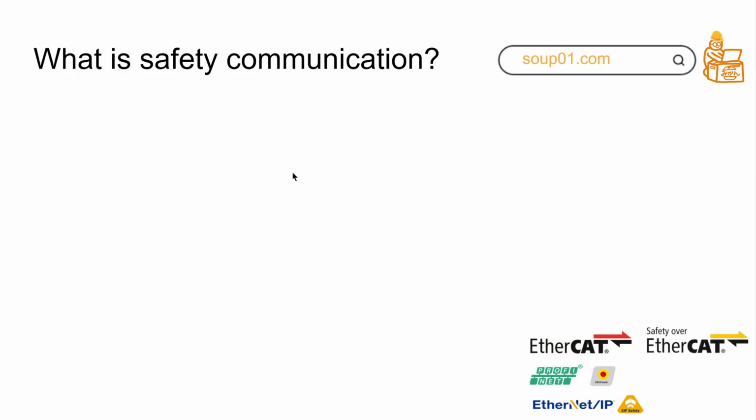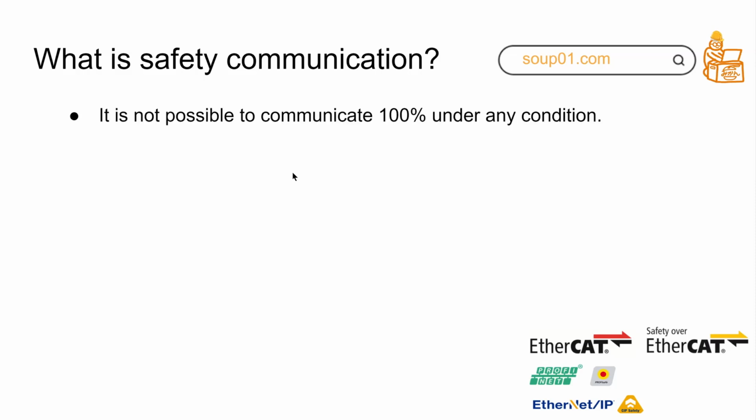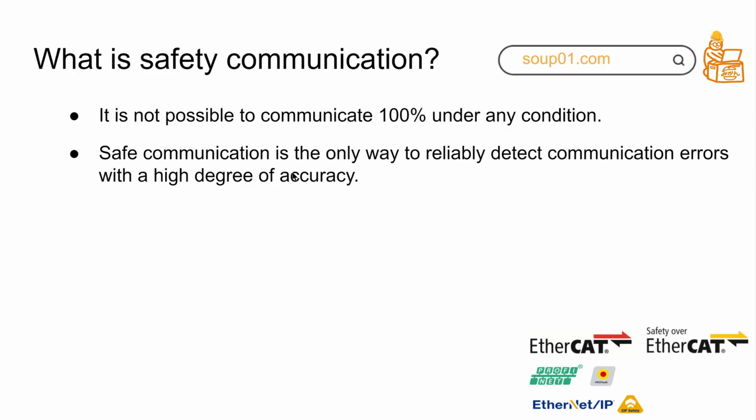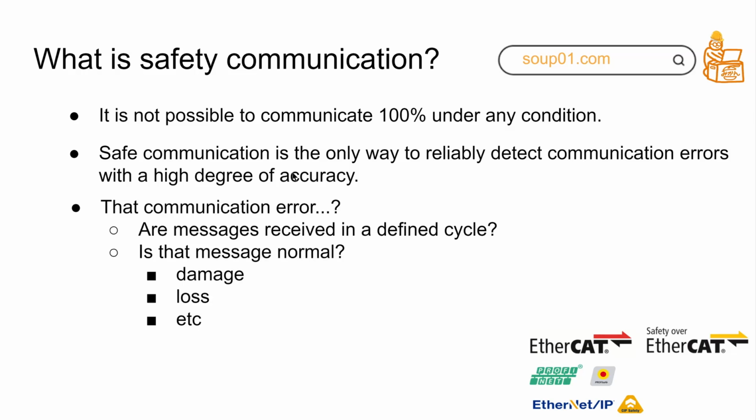So, what is safety communications? First of all, it's a very important point that safety communication is not something that promises to communicate 100% in any conditions. That's not possible. Safety communication is only the way to have the ability to detect communication errors with very high efficiency.